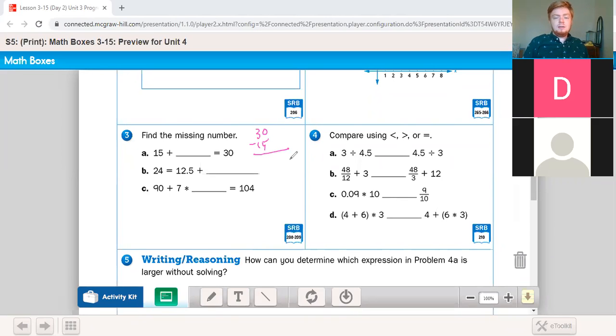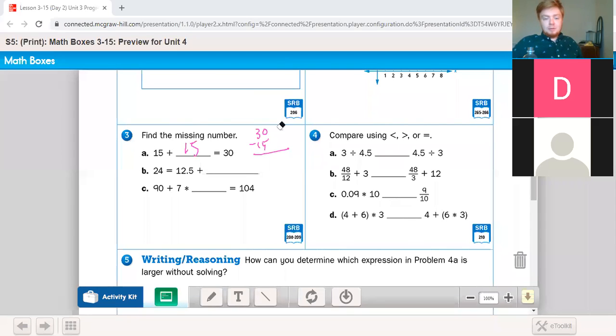Thankfully, it's not too hard. I don't think. Anybody think they know? Sambriti again. 15. It is 15. All right, so I'm going to just go ahead and put 15 right there.